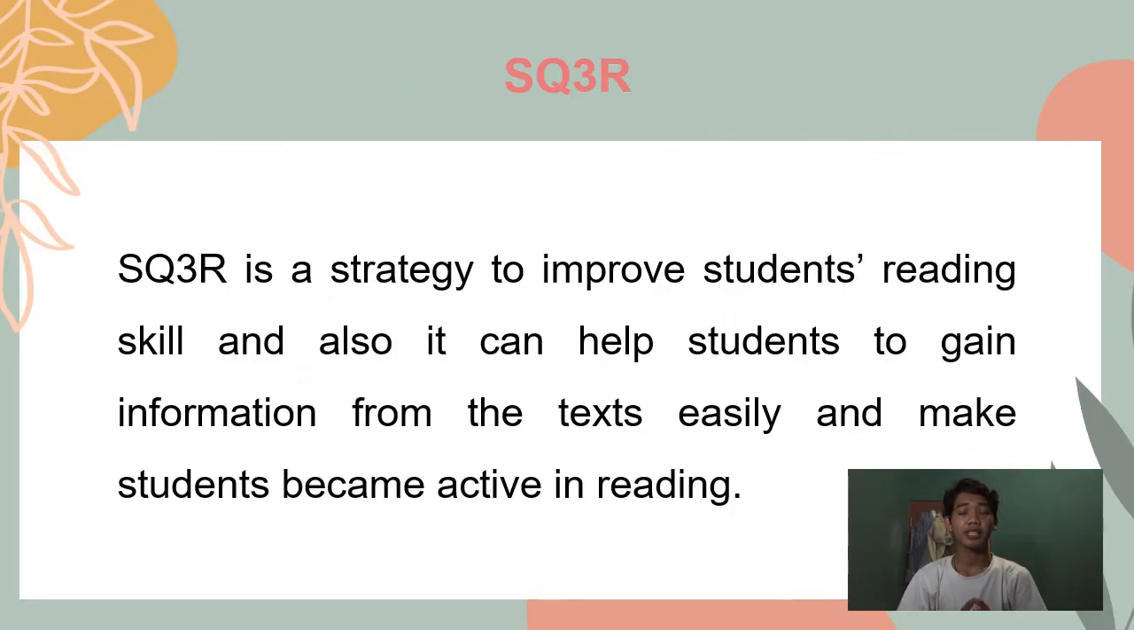The second method is ASQ3R, which is a strategy to improve students' reading skill, and it can help students gain information from the text easily and become active in reading. In ASQ3R, the students have to do 5 steps: survey, question, read, recall, and review.